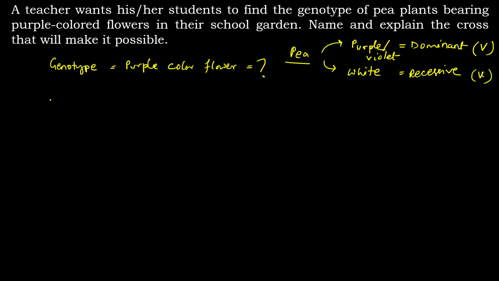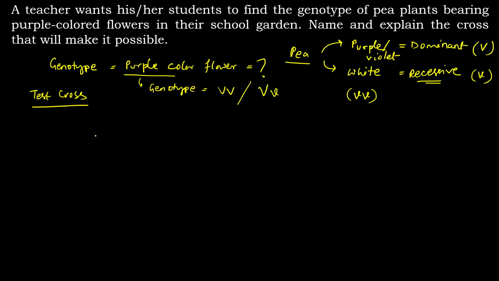So the process that is going to be useful here is the test cross. Remember, test cross is the cross that enables us to find out the genotype of an unknown plant. If the flowers were recessive, then we could have easily said that they were having the small v genotype, the homozygous recessive condition. But when we have this purple or violet color flower, the genotype could be two. That is, it can be homozygous dominant, capital V, capital V, or it can be heterozygous, capital V, small v.